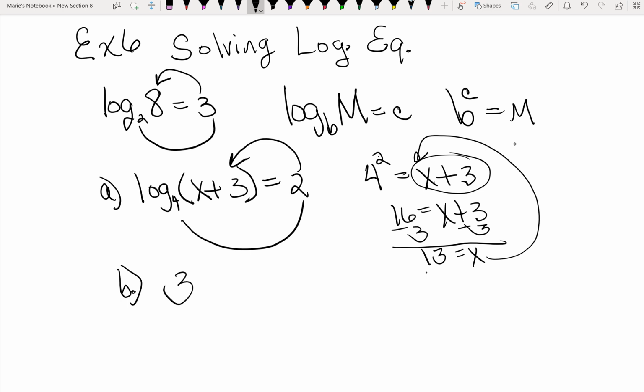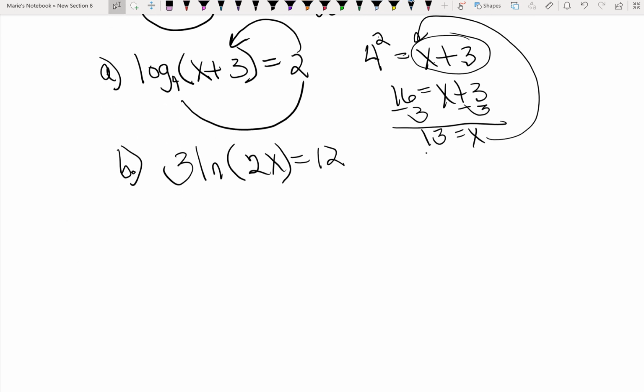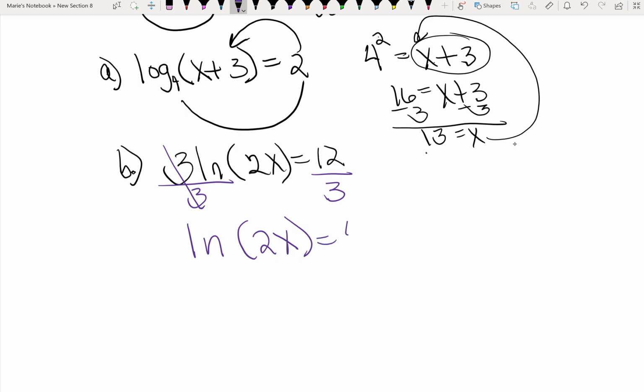Example B, I have 3 natural log of 2x is equal to 12. Actually, I placed the parentheses here. When you have a question like this, I want you to just think algebra, because all you have to do is follow the steps where we divide by 3 on both sides. Notice that cancels. Notice you are now left with natural log of 2x is equal to 4.